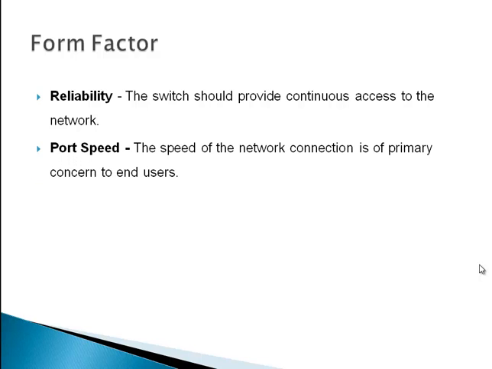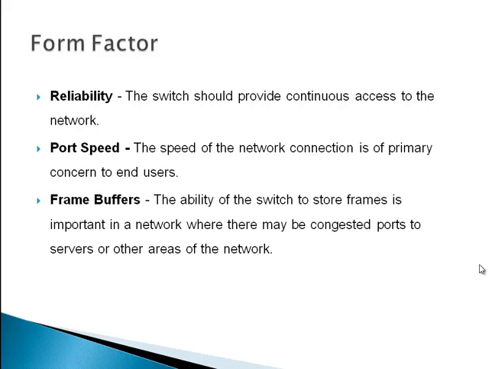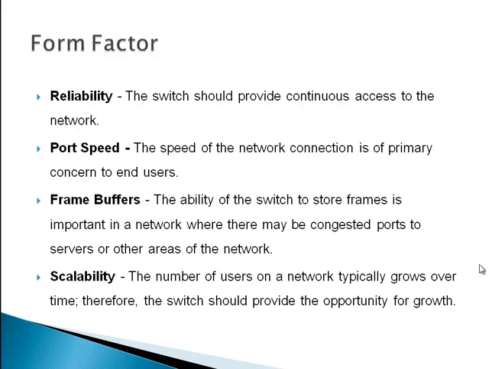If we look at the port speed, the speed of the network connection is one of the primary concerns of the end users. So obviously the end users are going to start complaining if the switch is slow. Frame buffers: the ability of the switch to store frames is important in a network where there may be congested ports to servers or other areas on the network. And then the last factor that we have to think of is scalability. The number of users on the network typically grows over time. Therefore, the switch should provide the opportunity for growth.